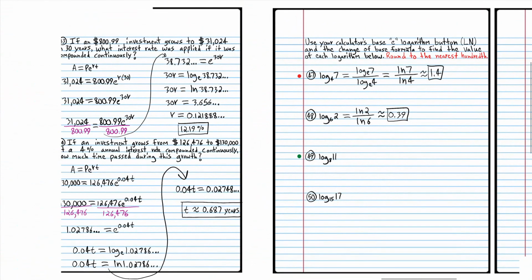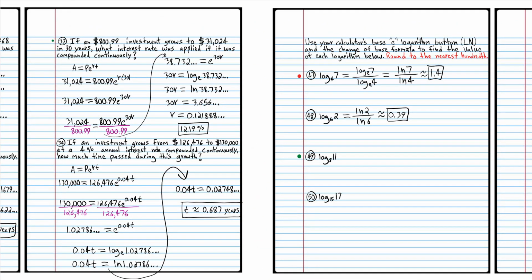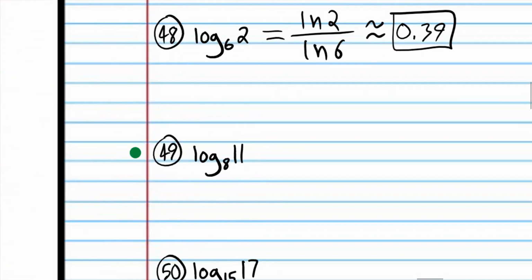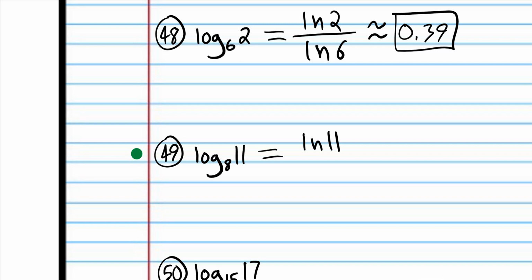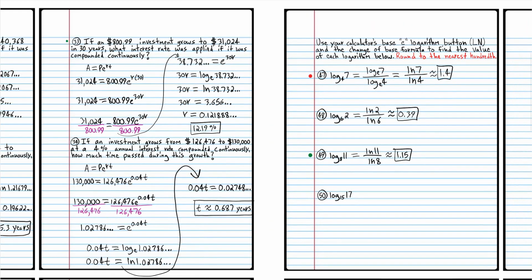So I want you to try number 49. When you come back, we'll do it together. Alright, we're back. So this is going to be ln 11 over ln 8, which is going to be approximately equal to green alpha button, y equals button, enter. ln 11 over ln 8. Press enter, and we get approximately 1.15. So if you got that right, excellent. Go ahead and try number 50. When you come back, we'll do it together.